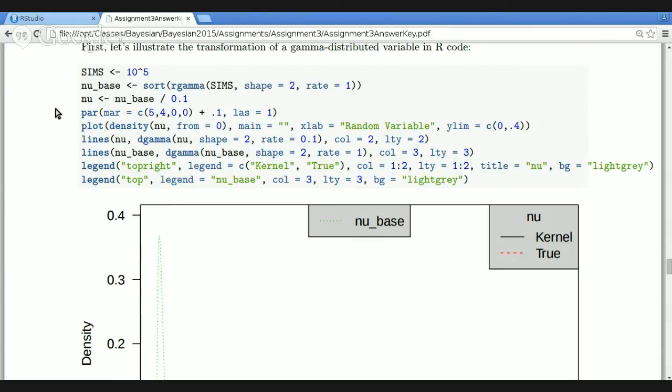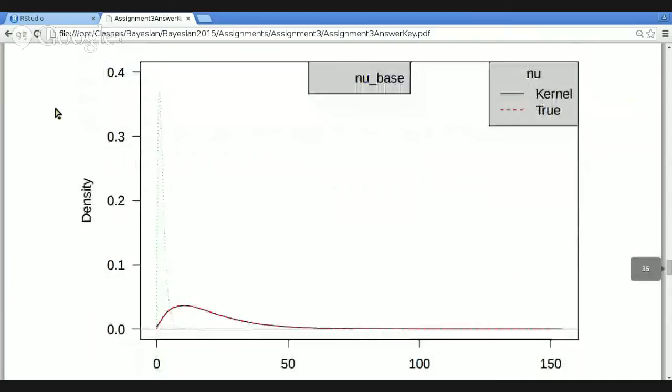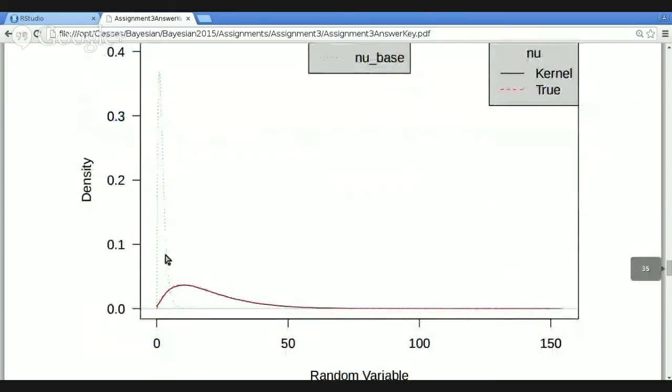And so if we see this in terms of a plot, the green density here, which you can't even really see too well on this projector, is the prior density for nu base. So a gamma distribution with a scale of 1. Most of those numbers are going to be between 0 and 10, and even more so on the log scale, which is what Stan prefers in order to keep its leapfrogging approximations accurate.